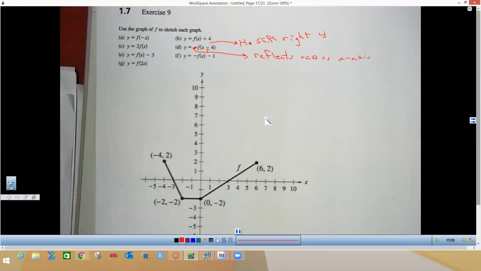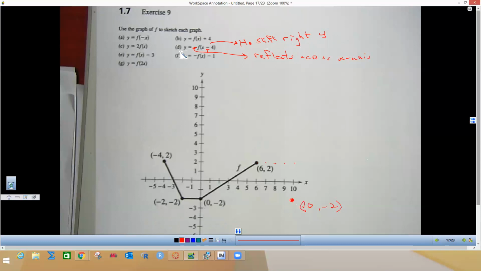So that's going to flip it upside down when we're done. So what I'm going to do is first of all move this point right 4. So I'm going to go right 1, 2, 3, 4. And then I have to make it a negative value. So since that's positive 2, it flips it down here to negative 2. So this is going to be the point 10, negative 2.